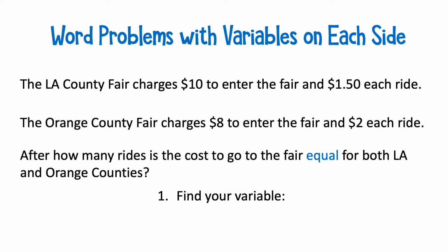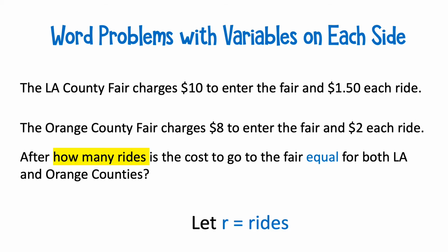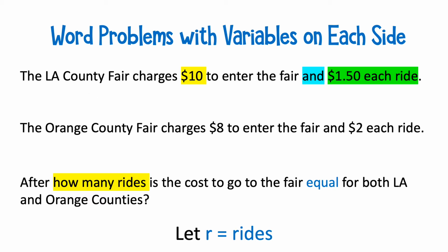What are we being asked? Notice the words how many rides. Anytime you see how many or what is, that tells you what your variable will be. So in this case, we're going to let r equal rides. Rides is what we need to figure out. How many rides does each person go on that makes it equal?